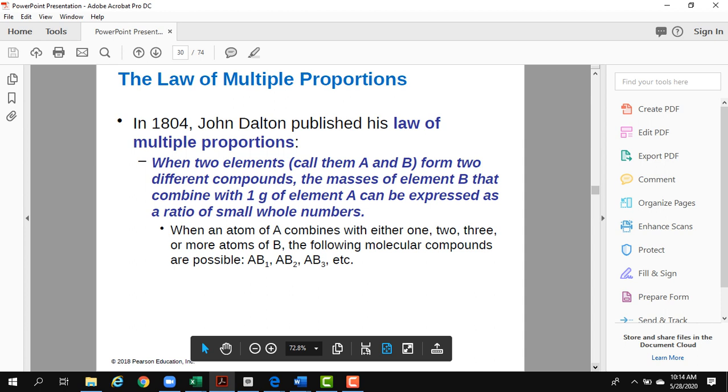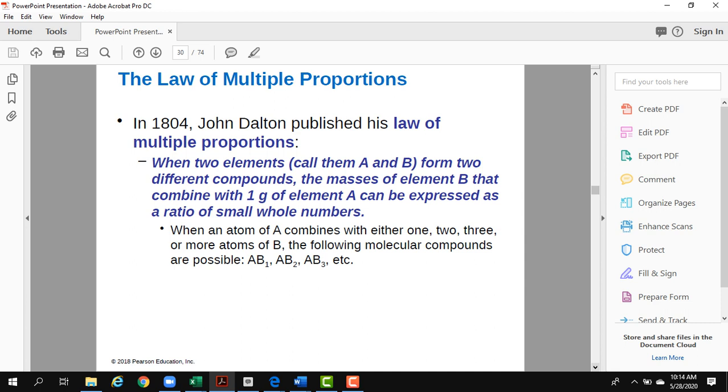Multiple proportions. Let me read the law. When two elements, call them A and B, form two different compounds, the masses of element B that combine with 1 gram of element A can be expressed as the ratio of small whole numbers. What is that? Two elements combine and form more than one compound. Can you think about a day-to-day example? So what are the two elements? Let's take carbon and oxygen. CO2, carbon dioxide. CO, carbon monoxide. That is one good example for the law of multiple proportions.